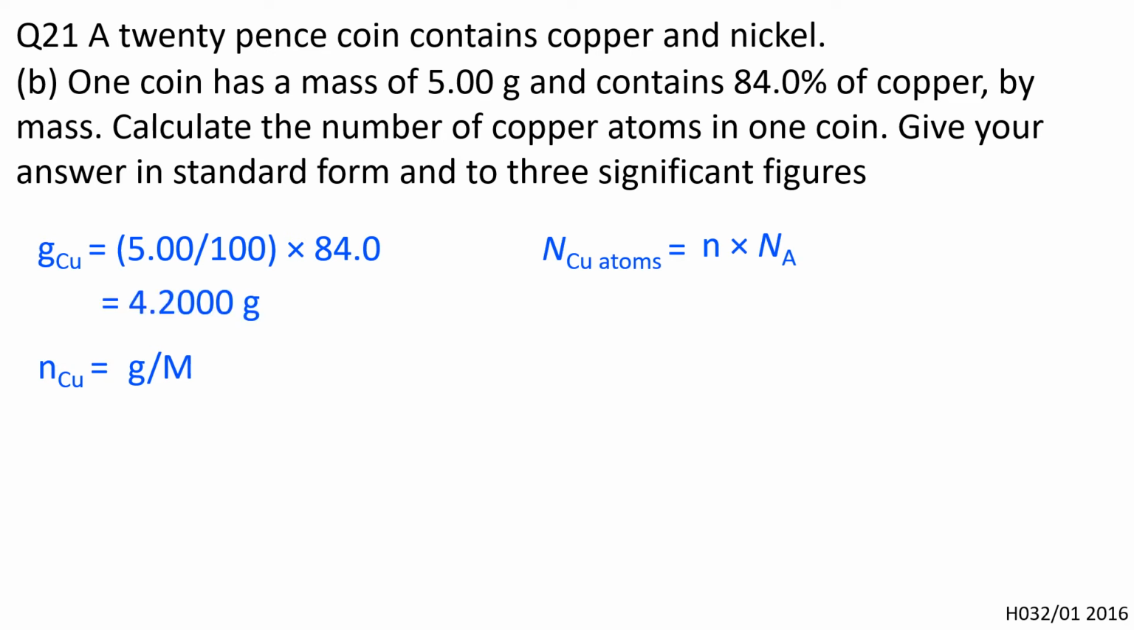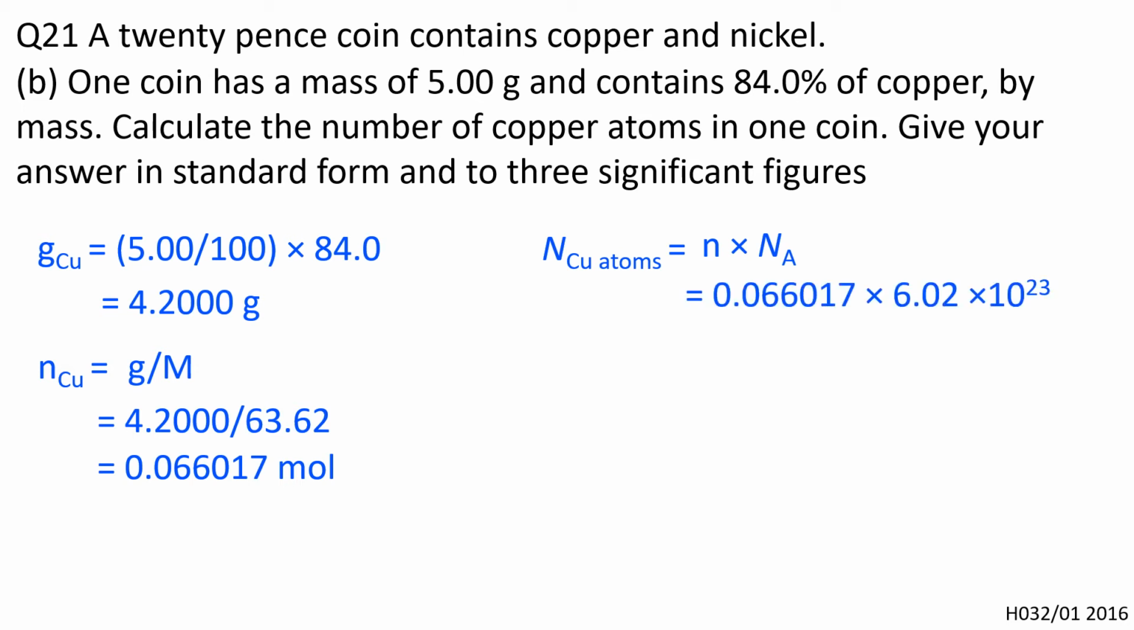So that works out as 4.2000 grams. I've retained additional significant figures in process just to avoid any rounding errors. Mass over molar mass for the amount of copper gives me that amount of copper atoms. And then finally, the number of copper atoms is given to us by that calculation.